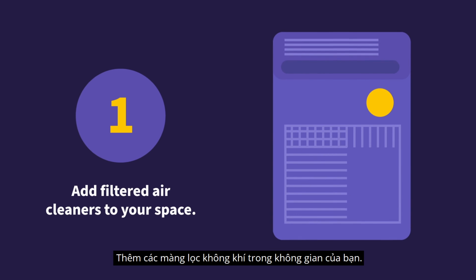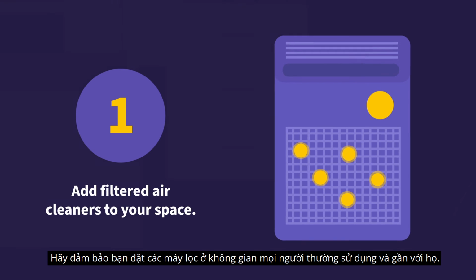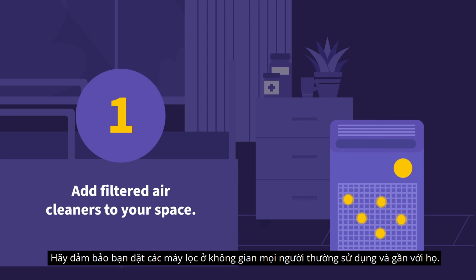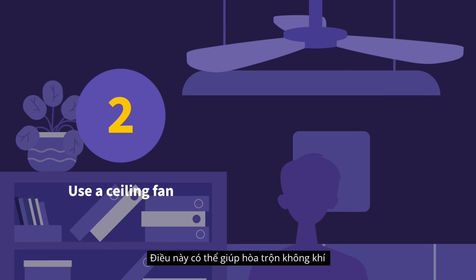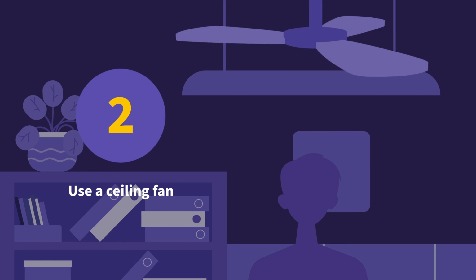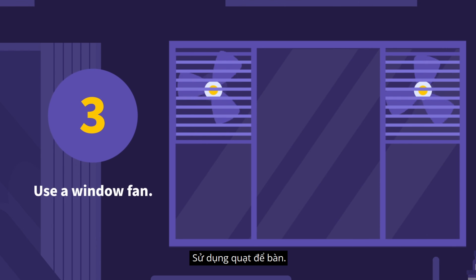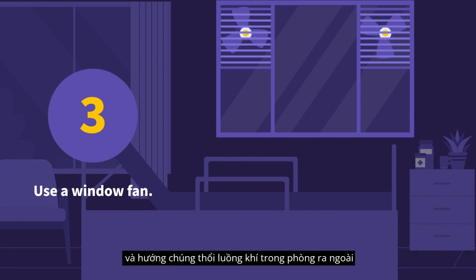Add filtered air cleaners to your space. Portable HEPA filtered air cleaners can help capture airborne virus particles. Be sure to place the air filter in the area being used by people and close to them. Use a ceiling fan. This can help mix the air to reduce the density of the airborne virus in a specific area. Use a window fan. Place it at the highest level you can and direct the airflow out of the room. This removes potentially contaminated air from that space.